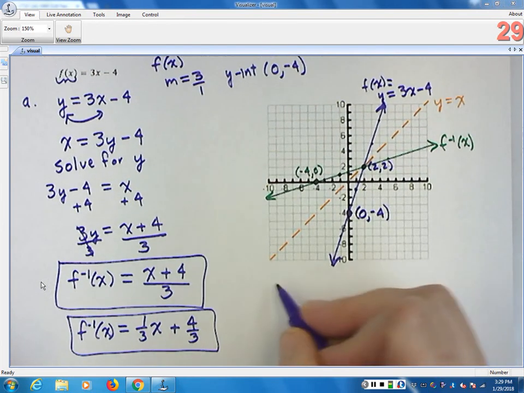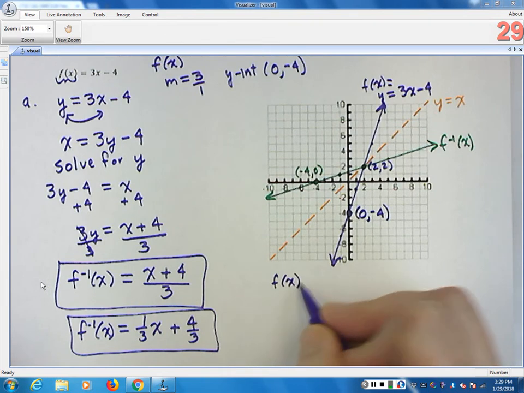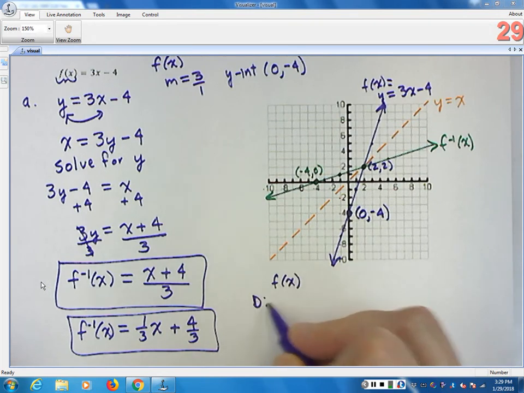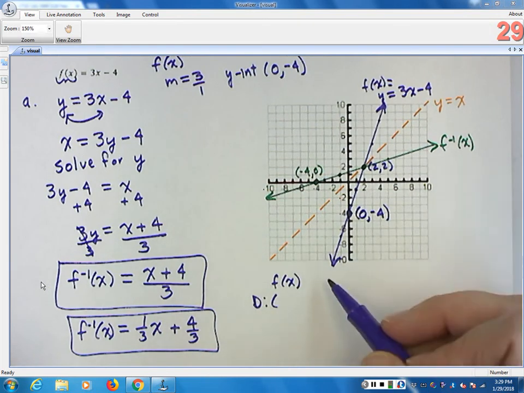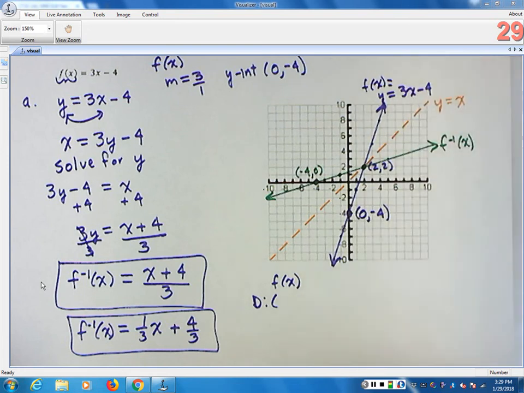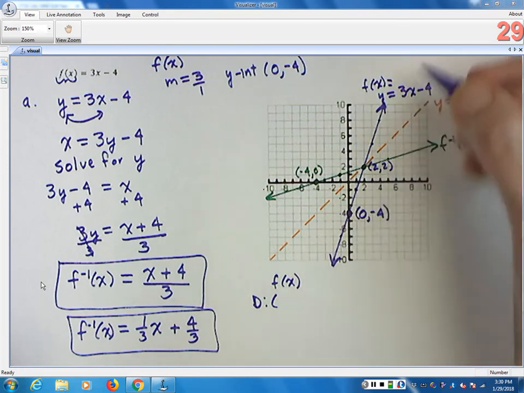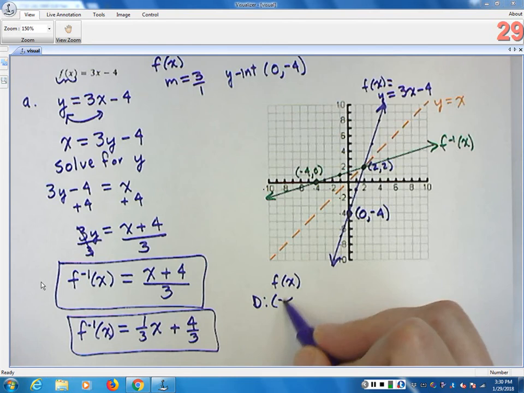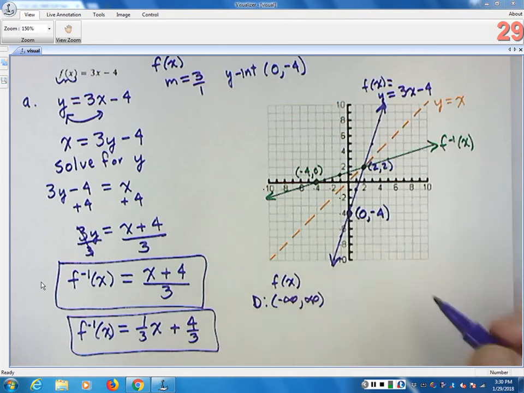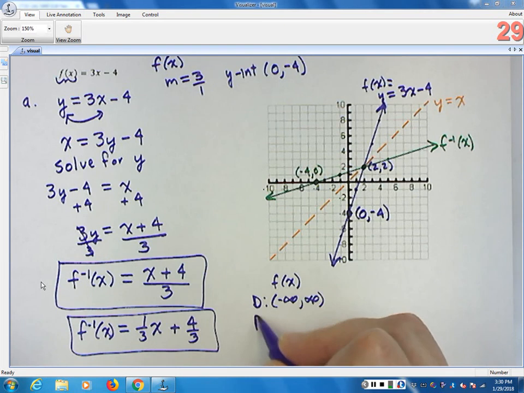So for f of x, it's a straight line. f of x is the blue line. The domain is minus infinity to infinity. It's a slanted line. It goes out. This is going down at an angle and up at an angle. It's got all real numbers. The range is all real numbers, minus infinity to infinity.